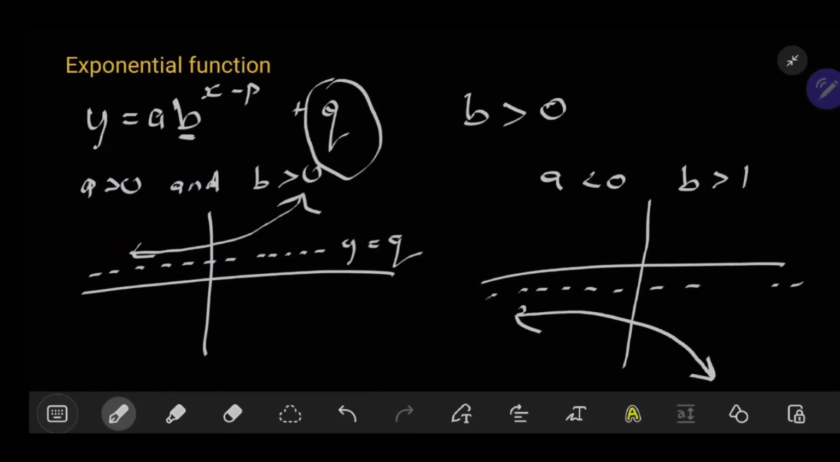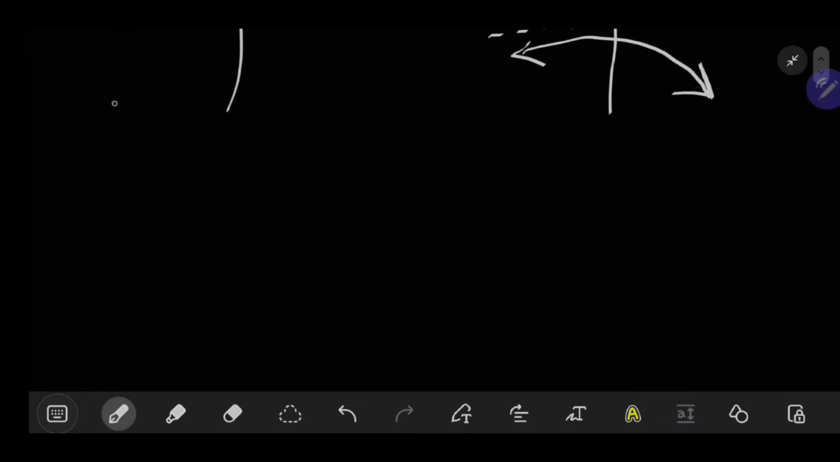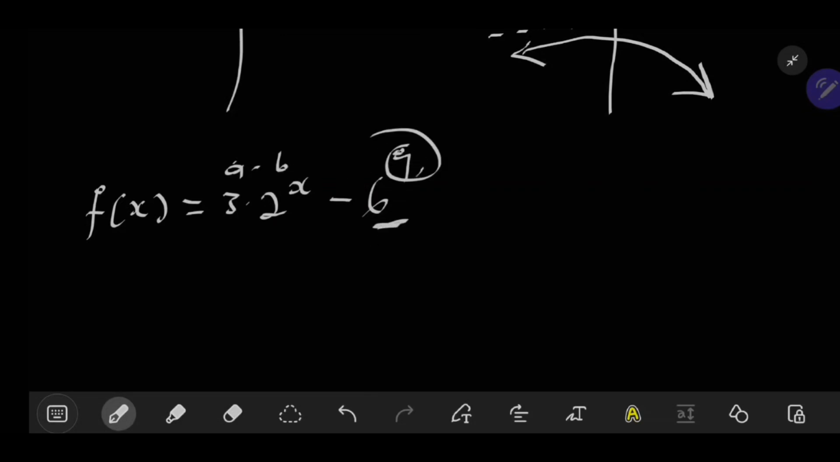So I want us to look at an example to see how we can sketch the graph of an exponential function. Let's suppose we have a function f of x which is equals to 3 multiplied by 2 raised to exponent x, minus 6. Then we are supposed to sketch the graph of f of x. Now you can see that this is the value of a, this is the value of b, and this is the value of q. Remember, q can act as our vertical shift or the horizontal asymptote.